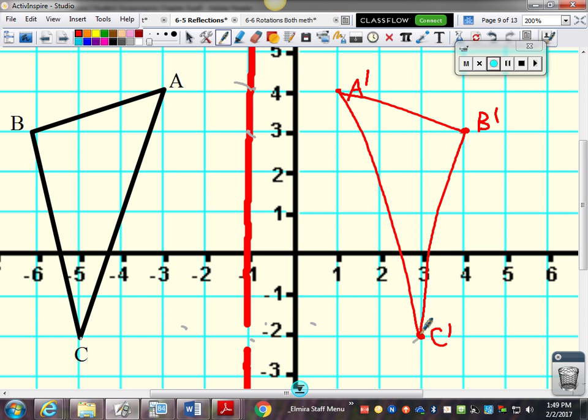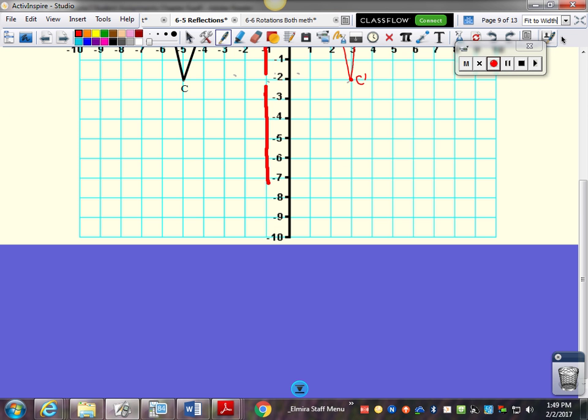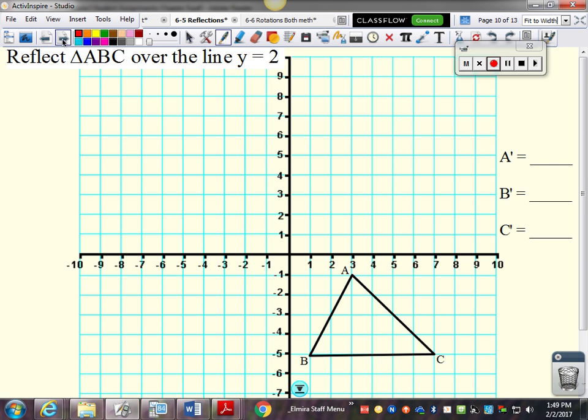Okay. Moving on to the next one. The next one says reflect triangle ABC over the line y equals 2. So which word, hazy or vixen, has a Y in it? Hazy does. And the H in hazy reminds me, oh yeah, horizontal. So I'll go to the y-axis, positive 2, and I'll draw a horizontal line.